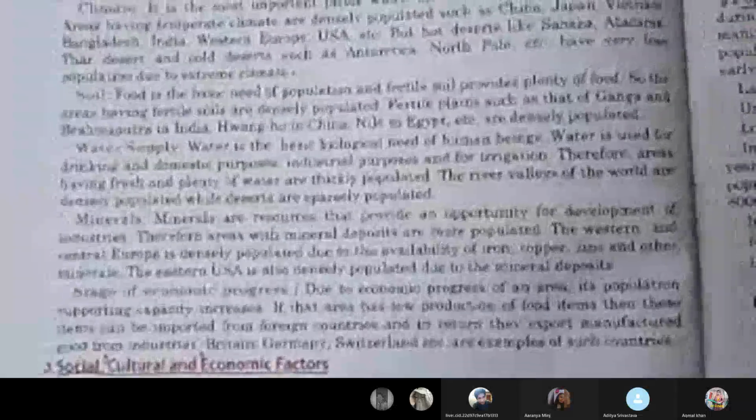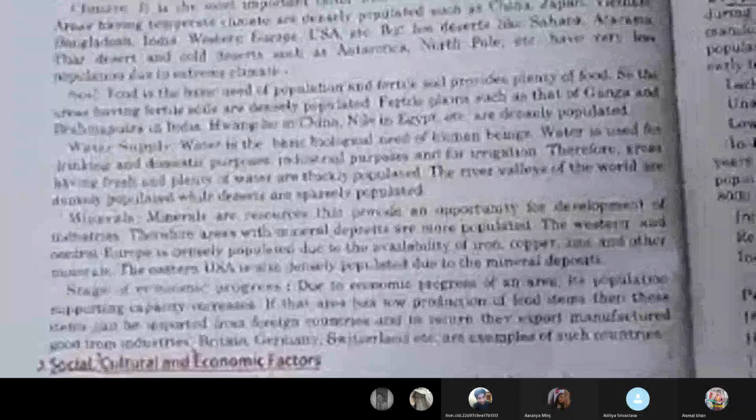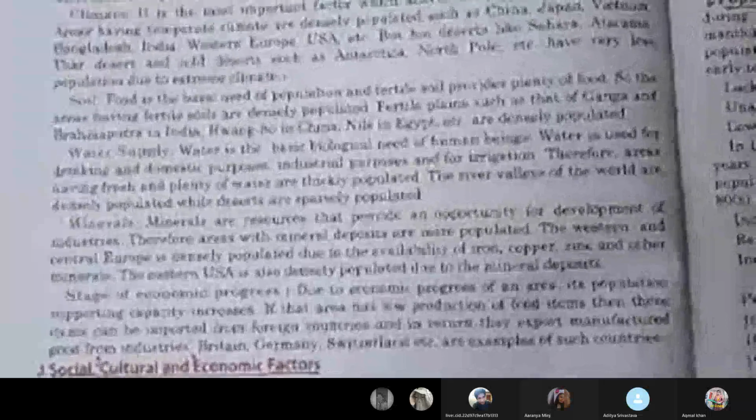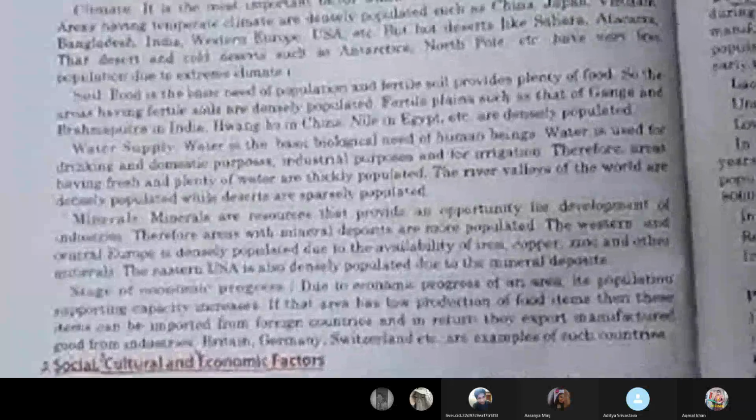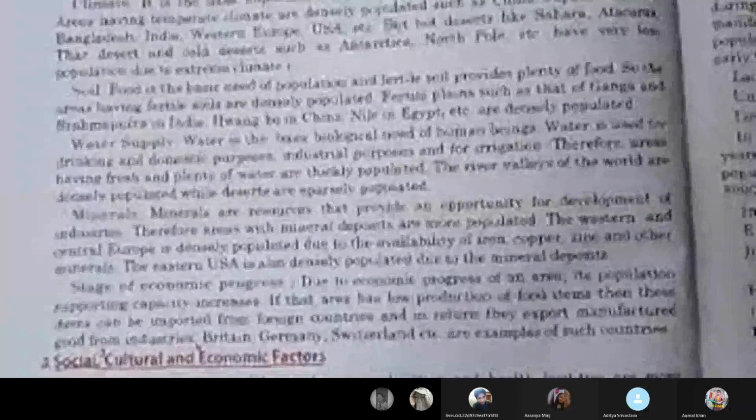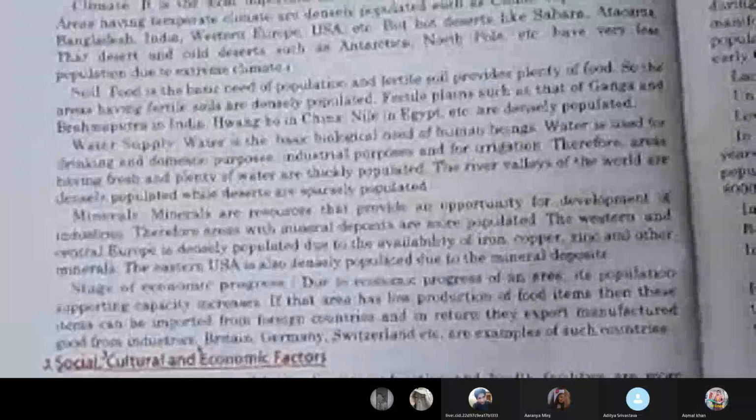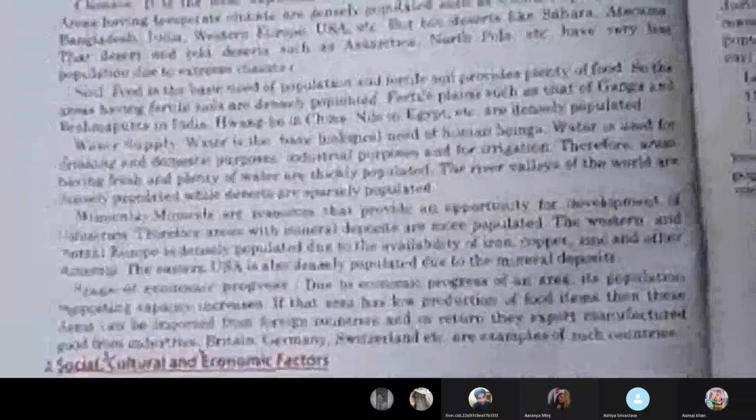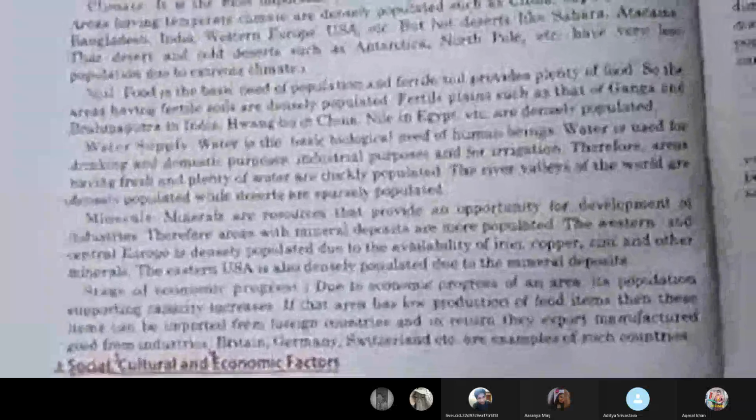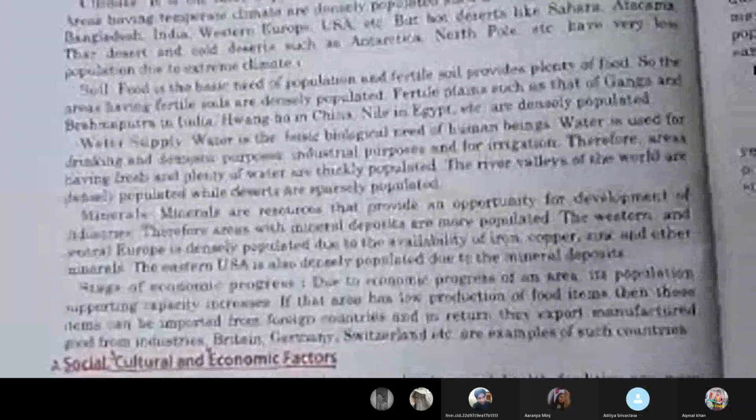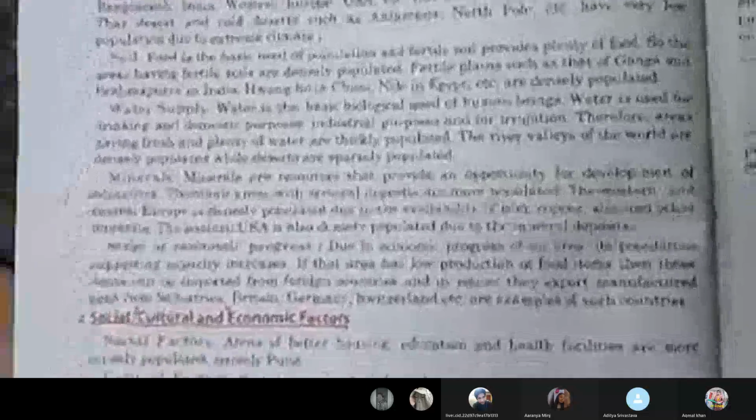Like they have given the example, western and central Europe are densely populated due to the availability of iron, copper, zinc, and other minerals. Now, the eastern USA is also densely populated due to the mineral deposits. We know that the USA, especially the eastern part, is densely populated because it has a lot of mineral deposits.